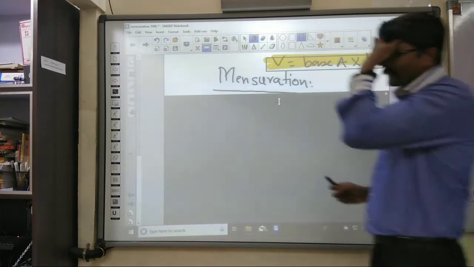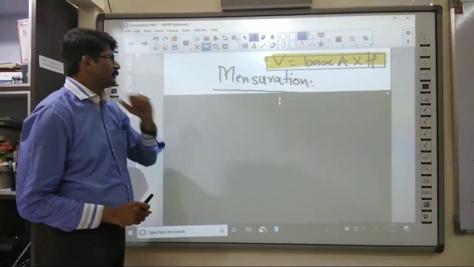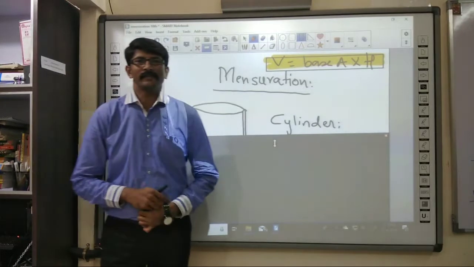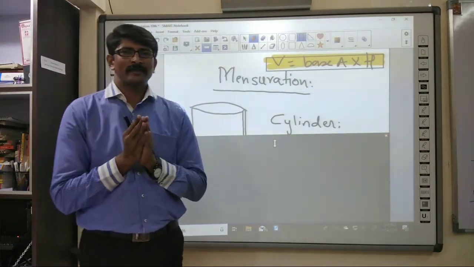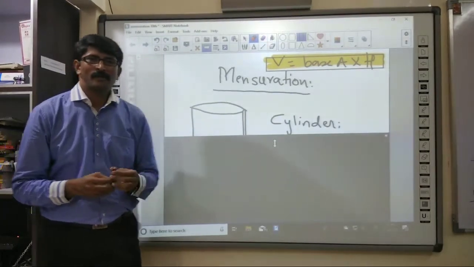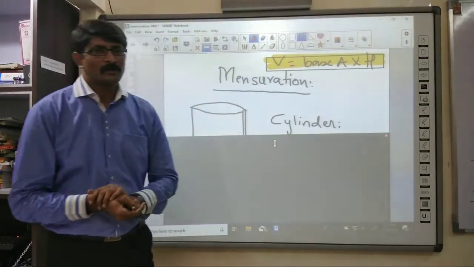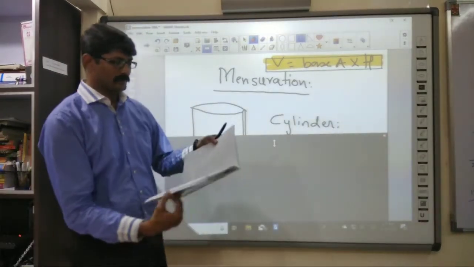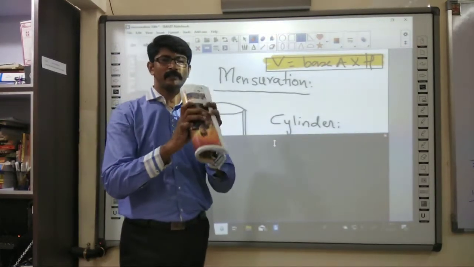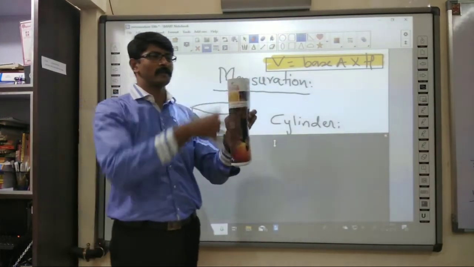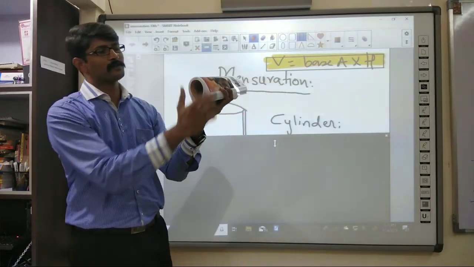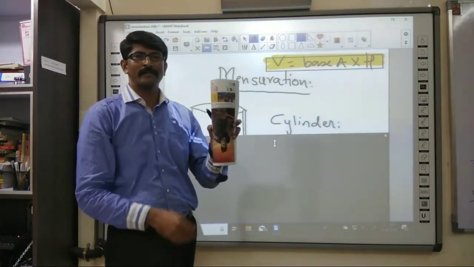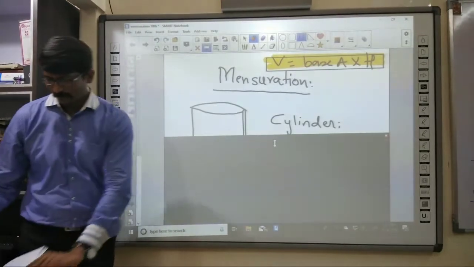So what exactly is in the mensuration chapter? We're going to learn different types of shapes. Right now we're learning the cylinder. So what exactly is a cylinder? A cylinder is any cylindrical shape, could be a pen or a bottle or a gas cylinder. Suppose I have this notebook and I rotate it, I'm going to get a cylinder, isn't it? This is like a cylinder. We have a base over here that is circular in shape. So the base is a circle and this is the height of the cylinder. So what exactly is a cylinder? I hope by now you have understood.